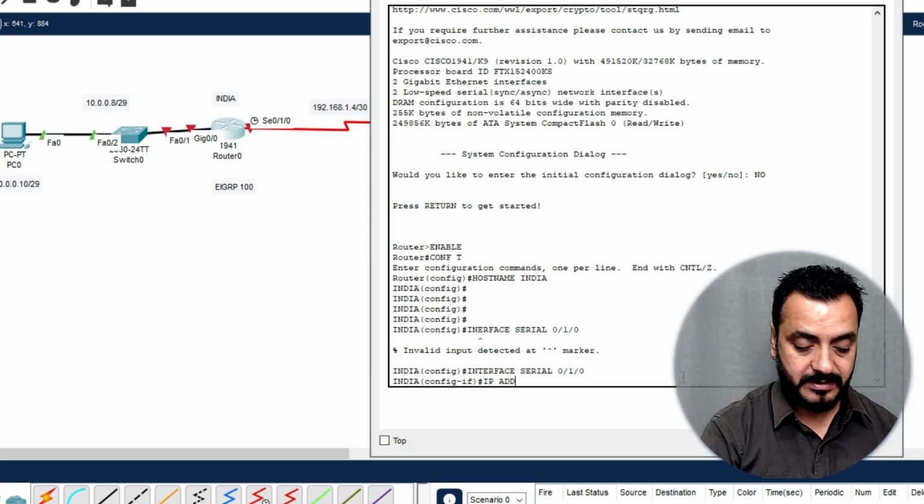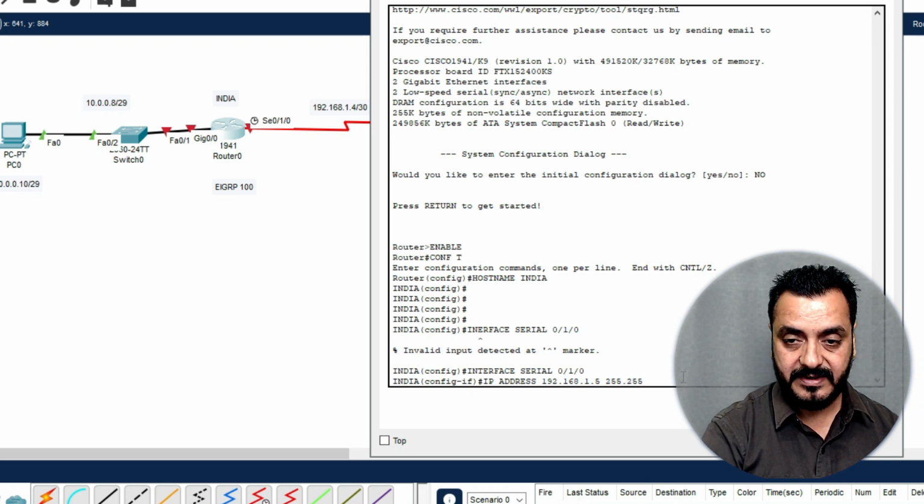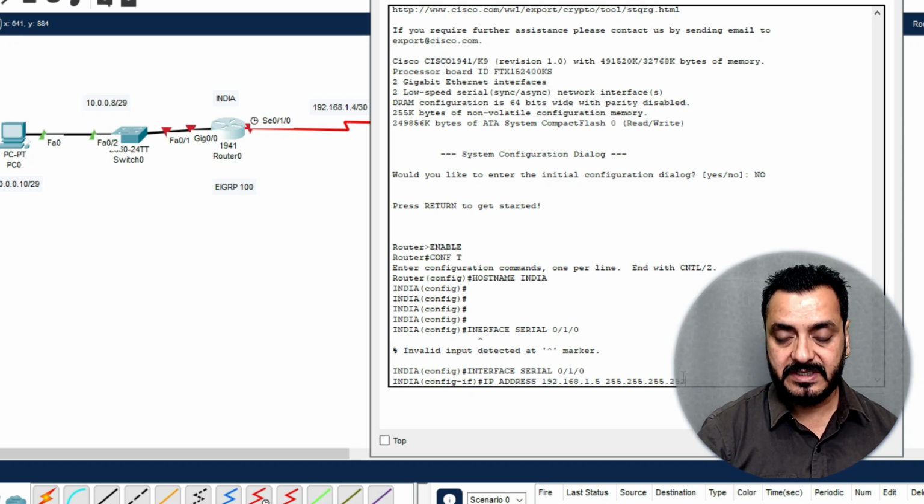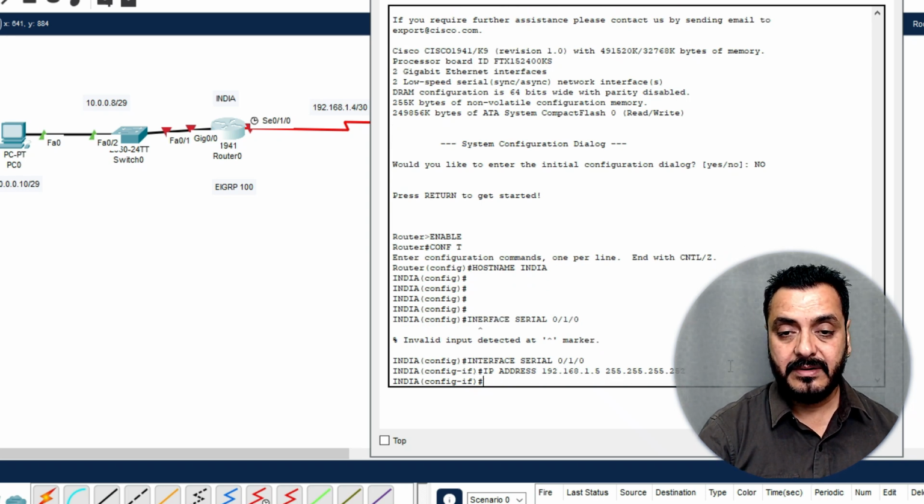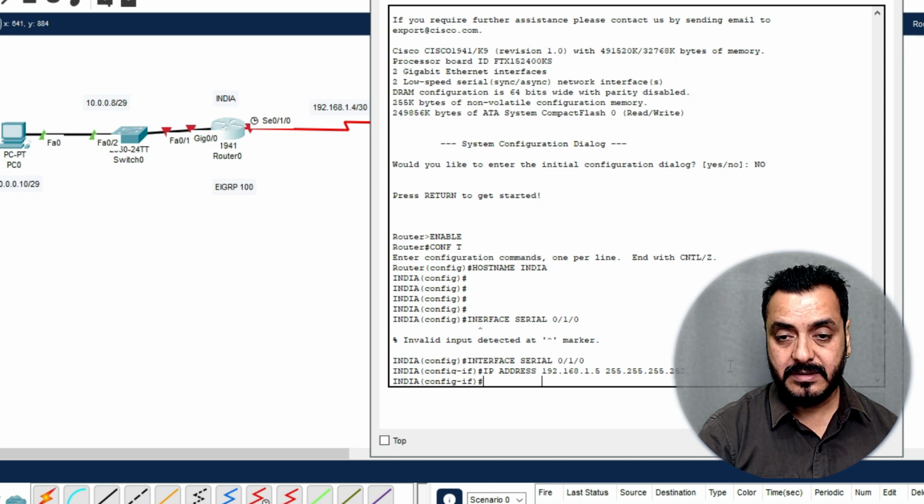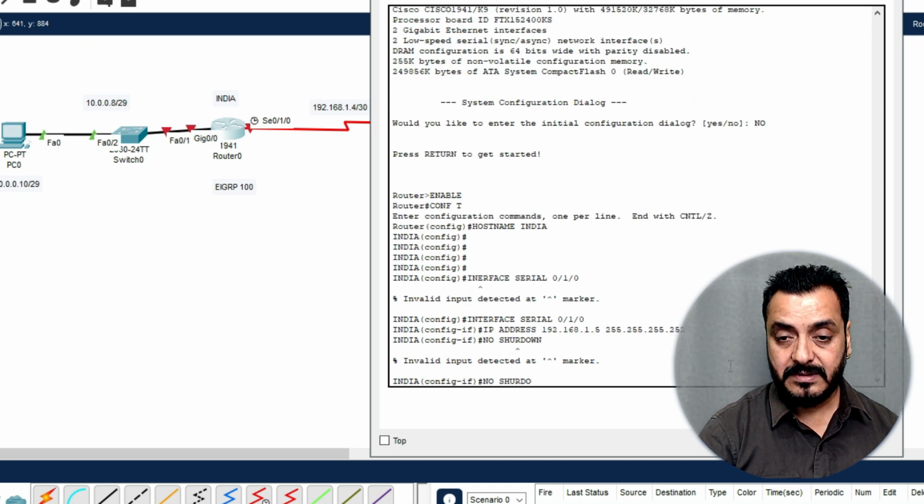Here we have to configure the IP address, that is 192.168.1.5, and its subnet mask is 255.255.255.252, as we have discussed earlier. Press enter. Now we have to enable the interface with the help of the no shutdown command. Press enter. No shutdown.